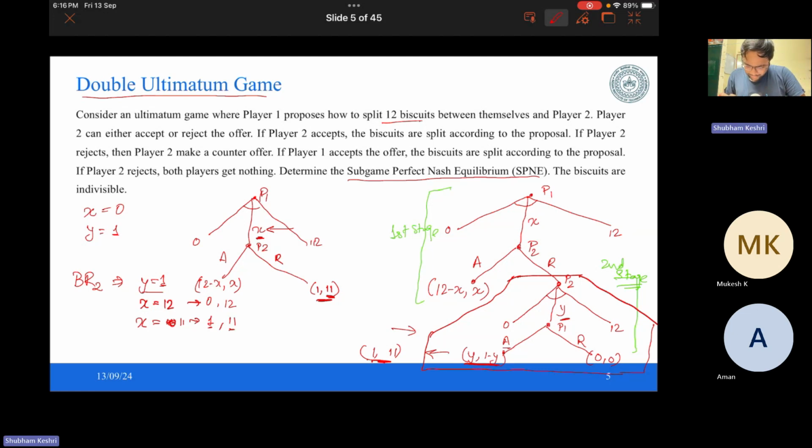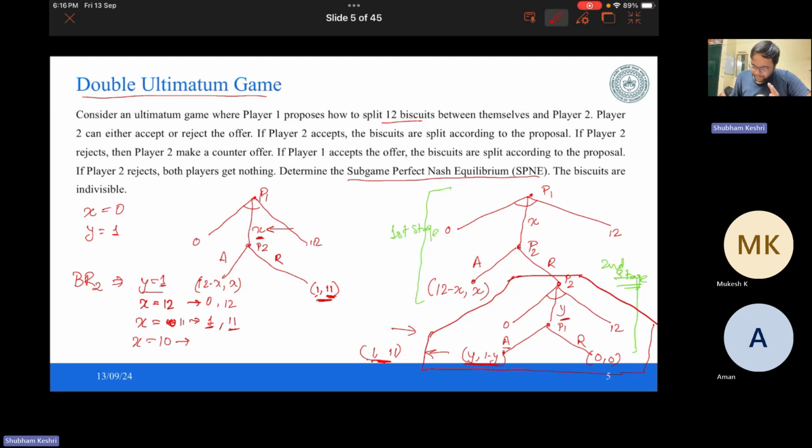What I'm saying is, just a minute. When he is offering 11 cookies, then he is getting a utility of 1 and player 2 is getting a utility of 11. All right. And in this game also, he is getting a utility of 1 and player 2 is getting a utility of 11. All right. So let me see what happens when x equals 10. Then I'll come back because I have got into some confusion.